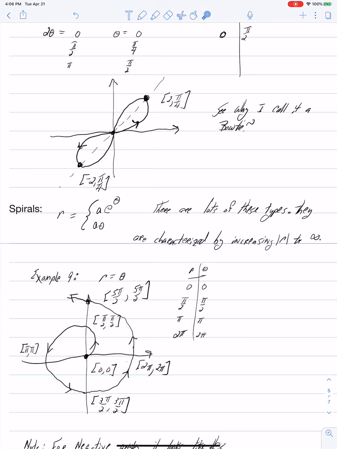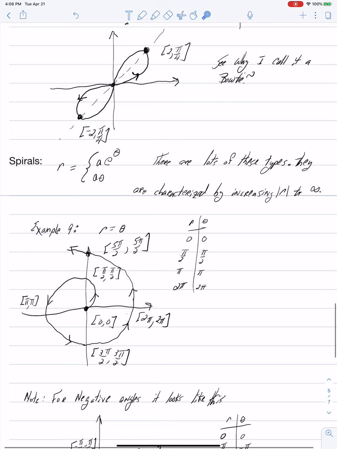All right, the last set of curves I'm going to look at are spirals, where r really isn't a trig function, but it's equal to like a theta or e to the theta. Now, if it's e to the theta, then I know e to the theta is strictly greater than 0. So if a is greater than 0, I don't have to worry about negative r's, right? So let's plot those. They're called spirals. You'll see why.